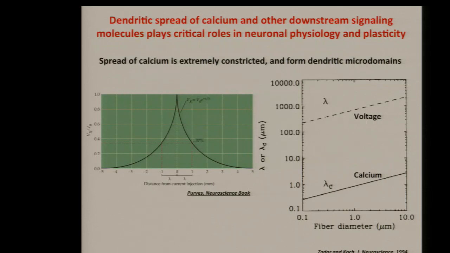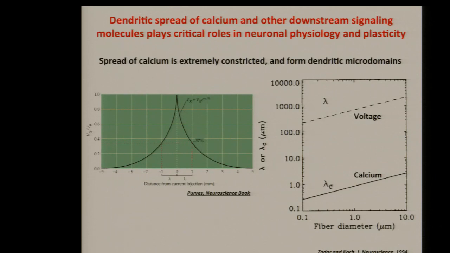So if you measure voltage propagation and you plot the value of this lambda, that's on the order of hundreds of microns. But for calcium, it is less than a micron. It doesn't spread at all in neurons. It is very, very localized. It's on the order of 1 micron. And that turns out to be an extremely crucial thing for maintaining localized plasticity and things like that.